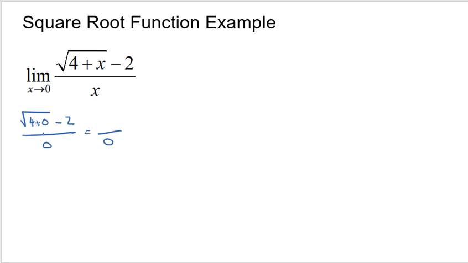Now, in the numerator, the square root of 4 is 2. 2 minus 2 is 0. So once again, I get that dreaded double 0. Keep in mind, this is actually, in a sense, a good thing because it means there is an answer. I just have to do some work to find it.